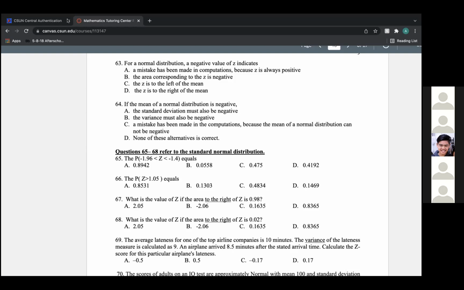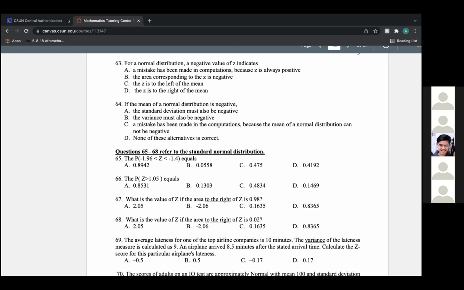False. That's false. The mean can be negative. Mean can be whatever it wants. It's the average, right? It just depends on the data, exactly. And D, none of these alternatives is correct. We finally have a none of the above, so the answer is D.